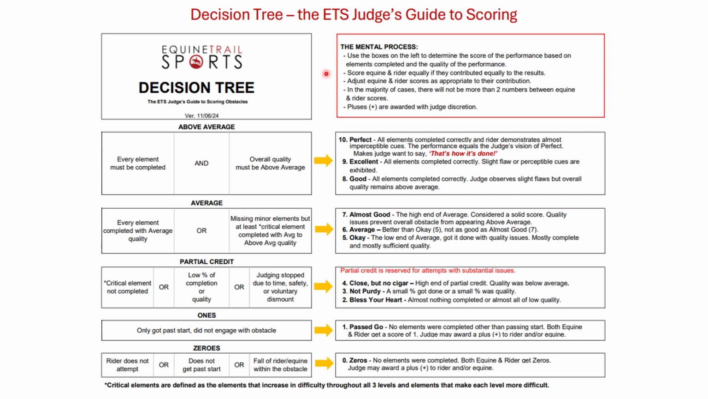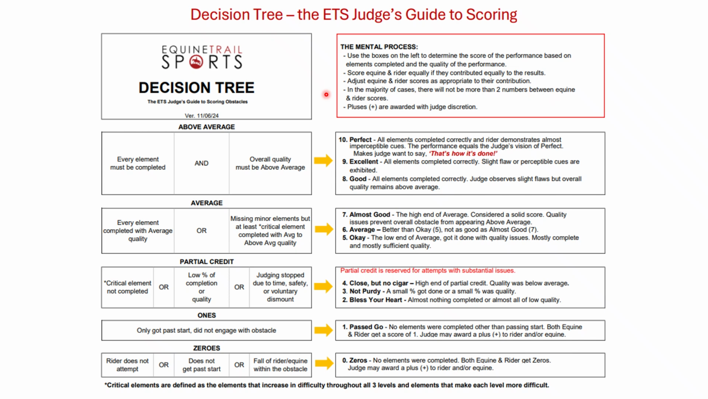Score the equine and rider equally if they contribute equally to the results. This means that if both the equine and rider are equally responsible for the score, their scores should match. Adjust the equine and rider score as appropriate to their contribution. So if one of them is more responsible for the lower score, then they will be marked lower than the other.